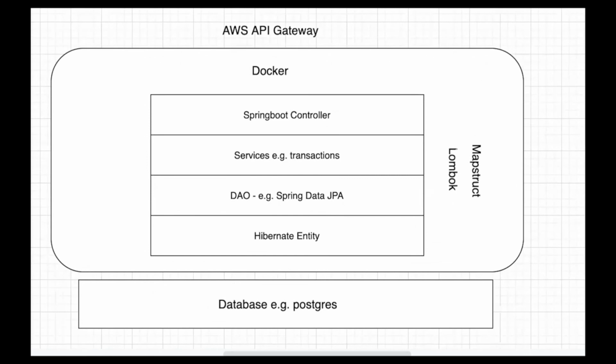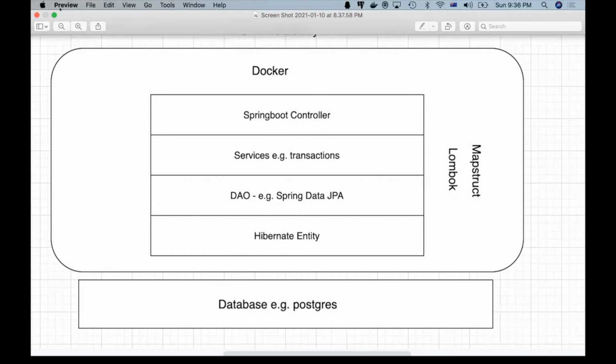We used MapStruct to automatically map from entities to DTOs, which are data transfer objects. We also dynamically inject environment variables such as URLs, usernames, passwords, and other configurations. So this is an overview of our backend. Now let me show you our API documentation using Swagger.